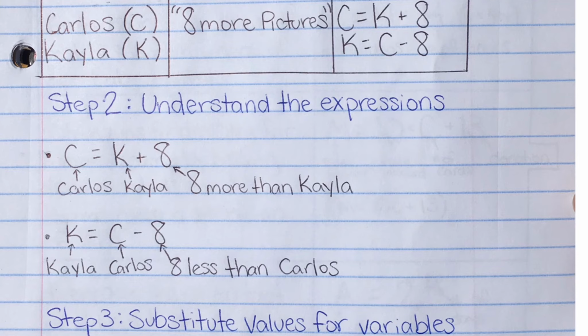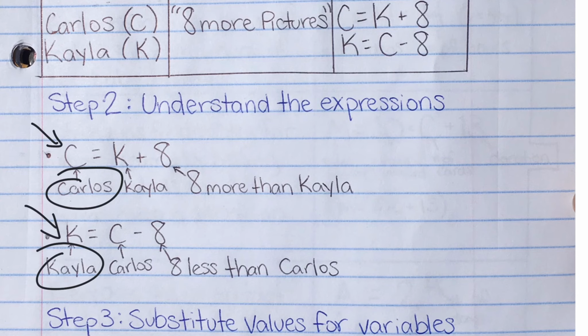All right. Down here, if we want to figure out what Kayla's is, let's say the question is, how many pictures did Kayla draw? Then we would start with K equals Carlos's amount minus 8, because we know that Kayla drew 8 less than Carlos. So these are the 2 ways we would structure it depending on if we were looking for Carlos's amount or Kayla's amount. If we look for Carlos, we start with C. If we look for Kayla, we start with K.